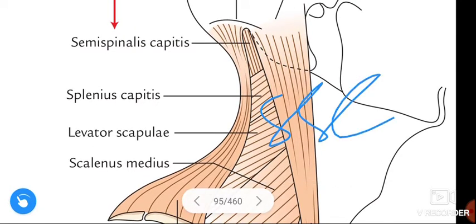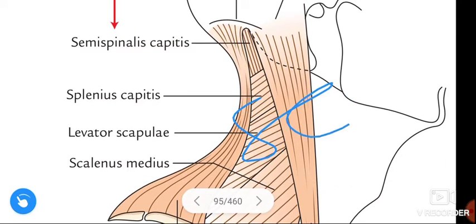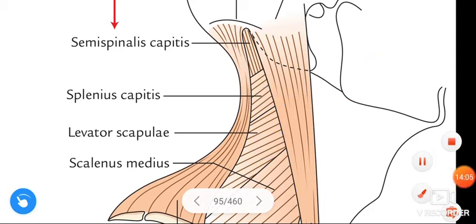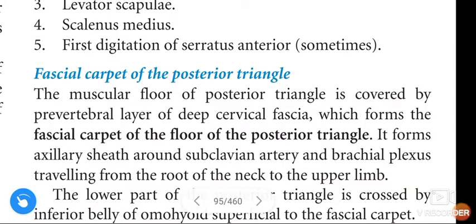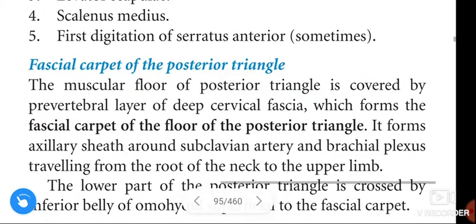Semispinalis capitis, splenius capitis, levator scapulae, scalenus medius. The first digitation of serratus anterior is only sometimes present, so it is not mentioned in the diagram.